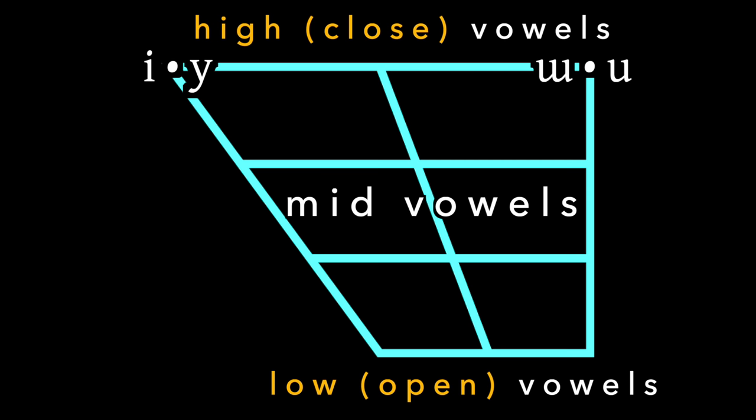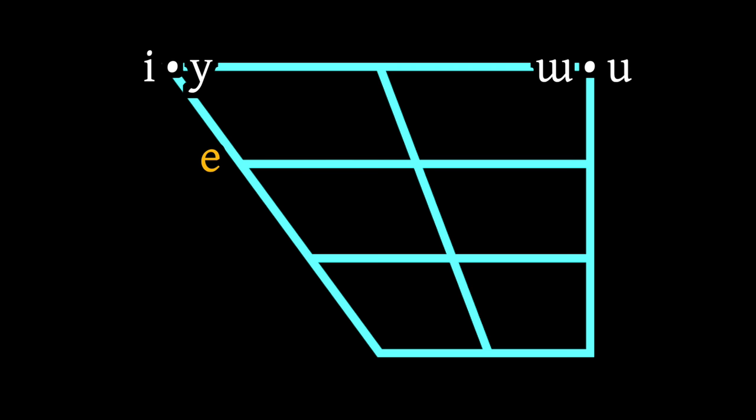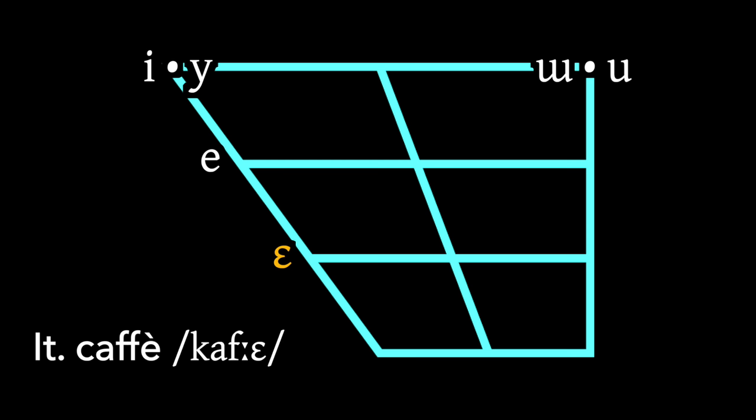The close mid front unrounded vowel is e, and this is a vowel that occurs in Italian and French, for example, and it could be heard in the Italian word perché, why. The next line down is called open mid. An open mid front unrounded vowel is e, and this also occurs in Italian. It occurs in English most of the time too. So for example, the Italian word caffè, coffee.